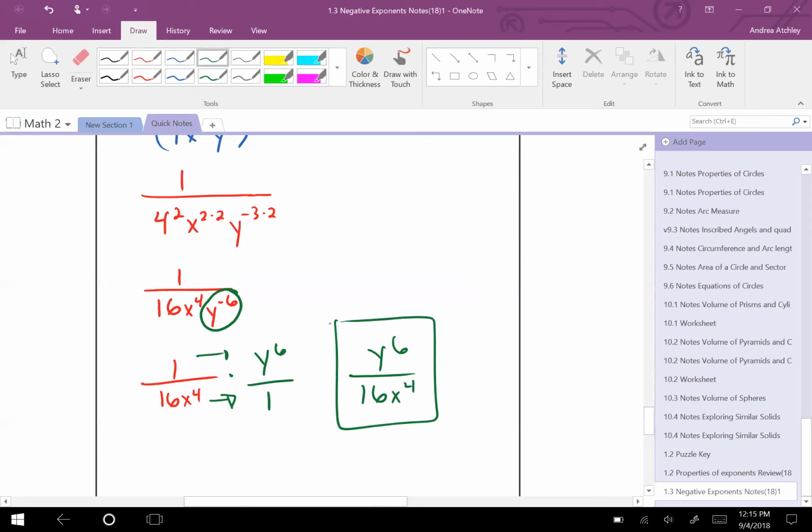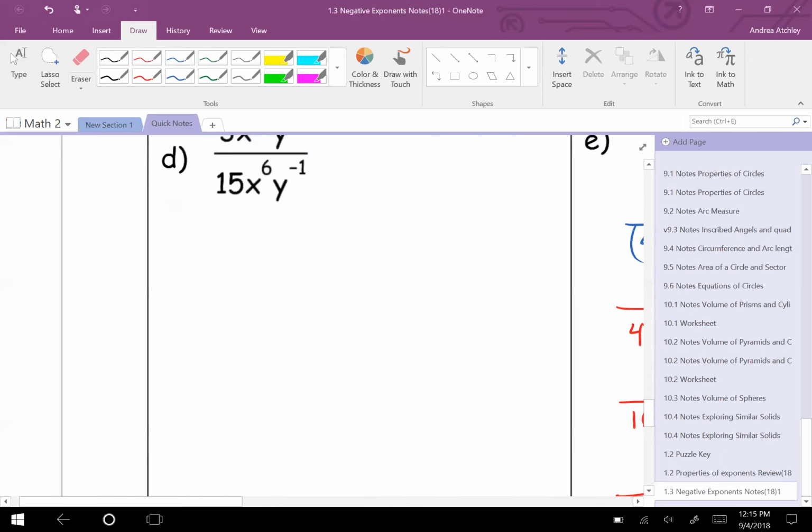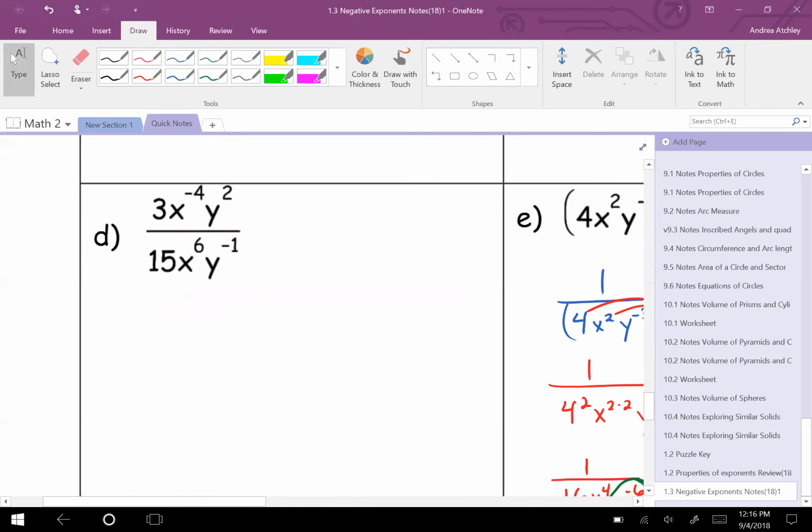Any questions over that? Okay, let's go back to D. And we need to remember the rule for D. D is dividing. Does anybody remember the rule for dividing? What do we do with exponents when we're dividing?